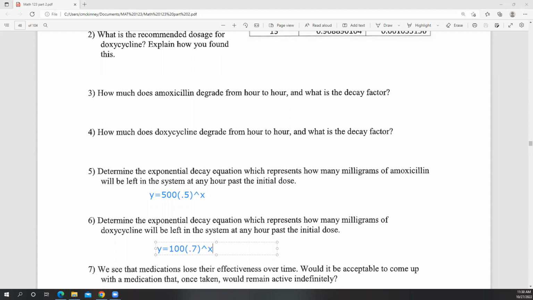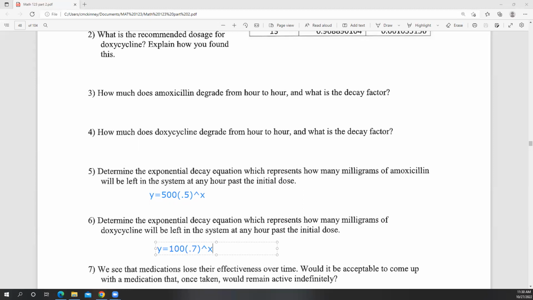And sometimes, even on my paper, I use T instead of X just to remind me that it's time. And so if you wanted to check your formula, if you have this table and you put in a 9 for T or for X, then you should come up with what's in the table here. In fact, they've given it to lots of decimal places. So we can see that the medications are going to lose their effectiveness over time.